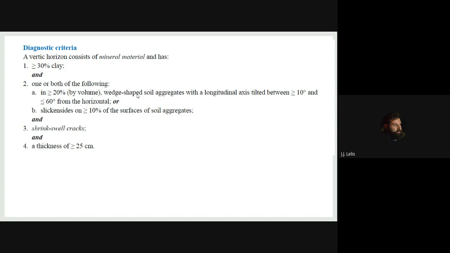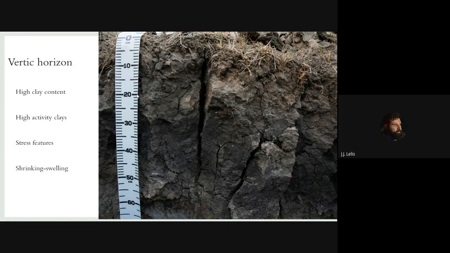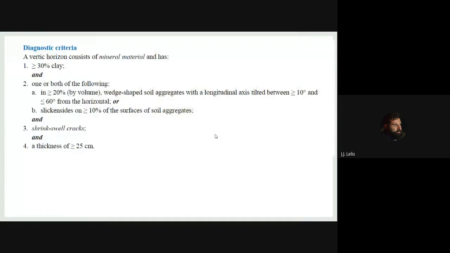These wedge-shaped aggregates, like these ones, are formed only in clay horizons that possess high activity clays, okay? And it should possess these planar cracks, these vertical cracks that are produced by the drying of the material. So the vertic horizon is not similar to the nitic or argic horizon because they possess different properties, different criteria, okay?